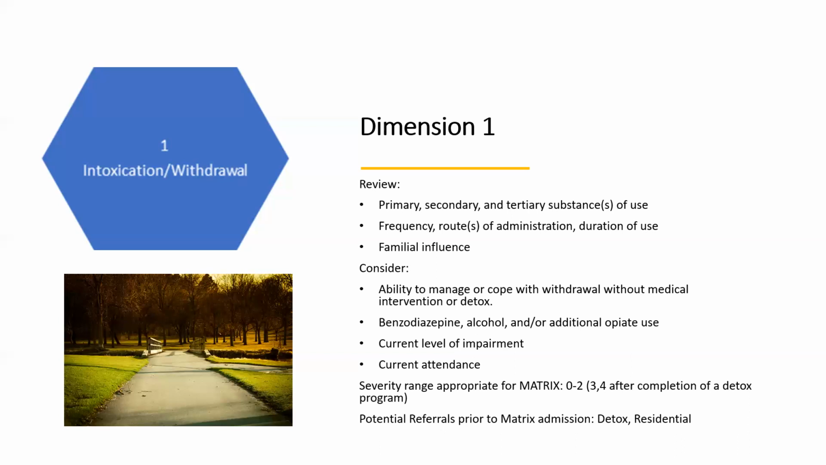This dimension also looks at the client's current attendance. If the client regularly misses dosing prior to matrix enrollment, this may be an indicator of their attendance in matrix, and we cannot treat someone who is not here to be treated, though attendance issues alone are not disqualifiers for matrix enrollment. Severity range appropriate for the matrix, 0 to 2, or a 3 or 4 after completion of a detox program. Potential referrals prior to admission, detox or residential.